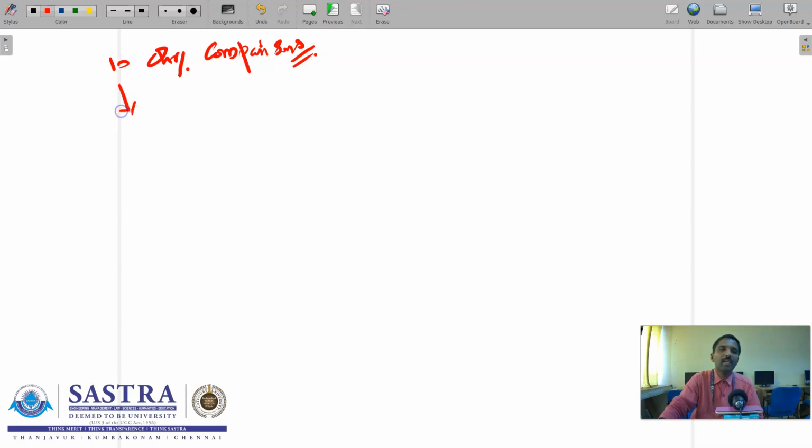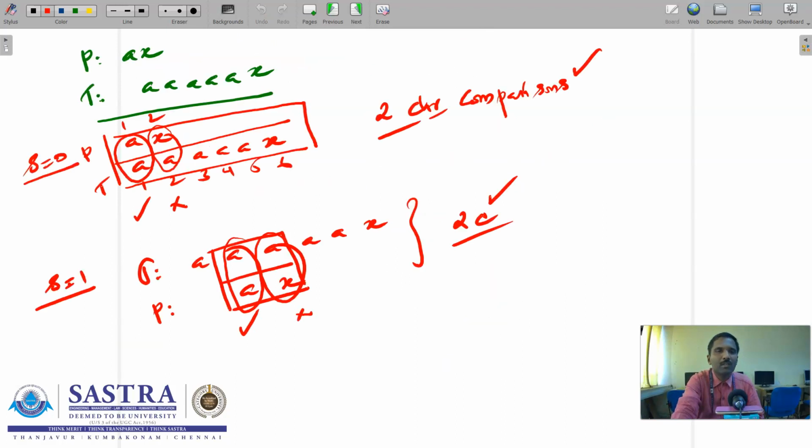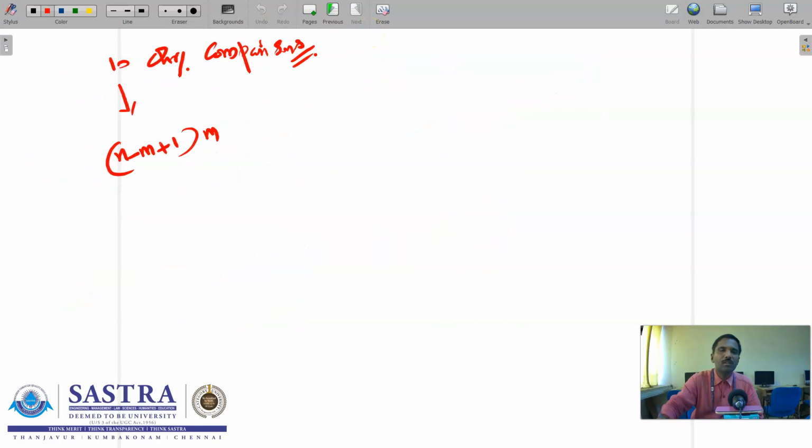So these 10 character comparisons are nothing but n minus m plus 1 into m. What is n? N is the length of the text, here N is 6. And m is 2. So substituting, 6 minus 2 plus 1 into m, where m is 2. 6 minus 2 is 4, plus 1 is 5. 5 into 2 is equal to 10 character comparisons performed.